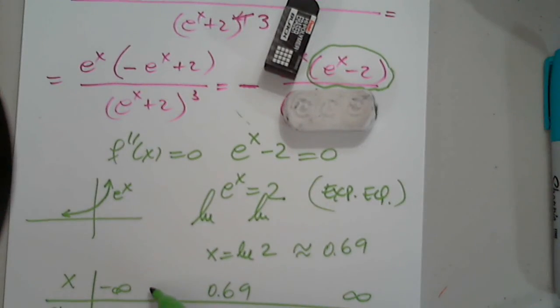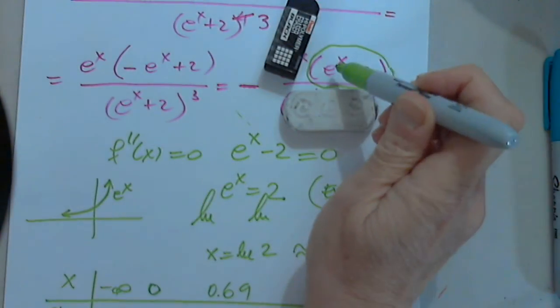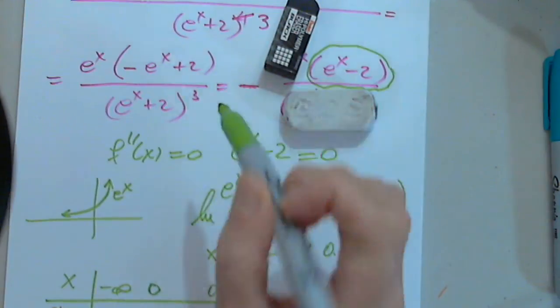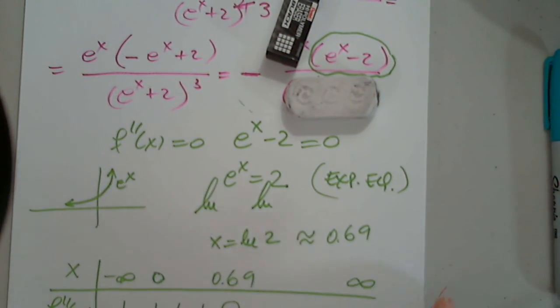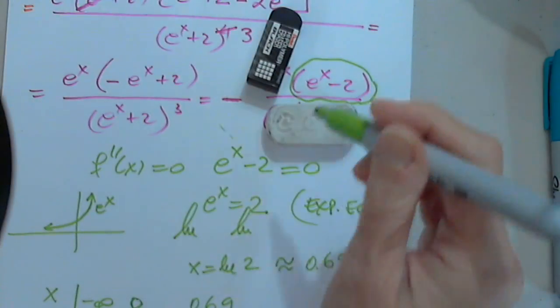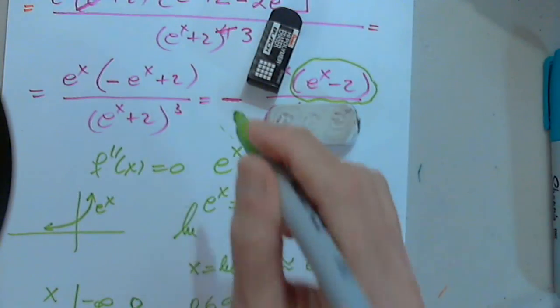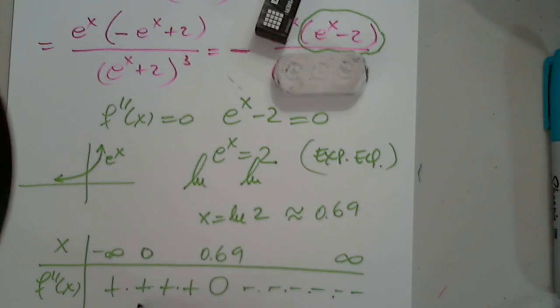So when I plug in 0, this is 1. 1 minus 2 is negative 1, with minus in front is positive. If I plug in whatever, 10, this will be positive, with minus in front will be negative. So the function holds water between negative infinity and, to be exact, natural log 2, and does not hold water, concave downward, between natural log 2 and infinity. Very good question. Thank you.